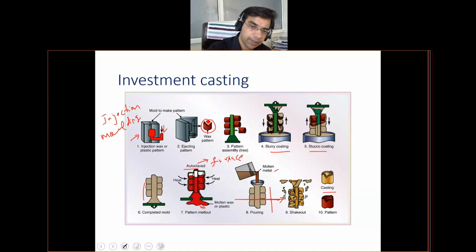And if the number of parts are quite small, so they can be clubbed together in this pattern assembly, and then you do the coating, allow the coating to get solidified, then you basically melt this wax by placing it in a furnace. Then basically what you're doing, you pour the molten material in this empty mold cavity, and upon solidification you can remove the product.